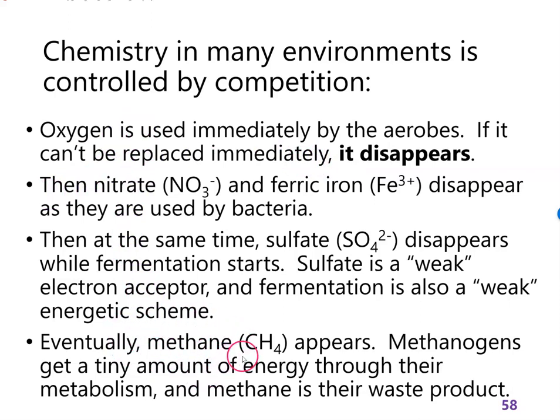One of the last things that happens after the sulfate gets used up and all the other good electron acceptors are gone, eventually carbon dioxide is used as an electron acceptor, and it is terrible. But that's what leads to formation of methane as its waste product. So the organisms called methanogens get a tiny amount of energy from using carbon dioxide as their electron acceptor and generating methane as their waste product.